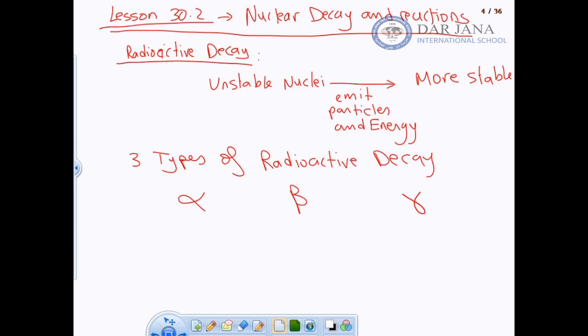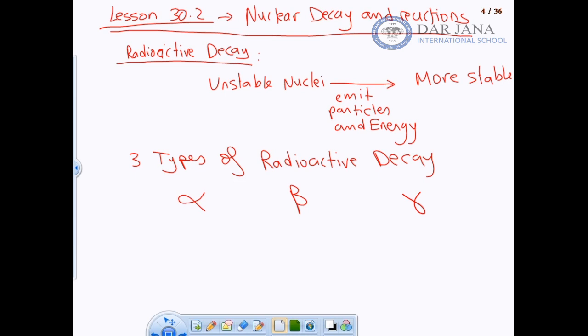Today our lesson will be about nuclear decay and reactions. First of all, let's define what a nuclear decay is. A nuclear decay happens in nature when we have an unstable nucleus that emits particles and energy to become more stable.